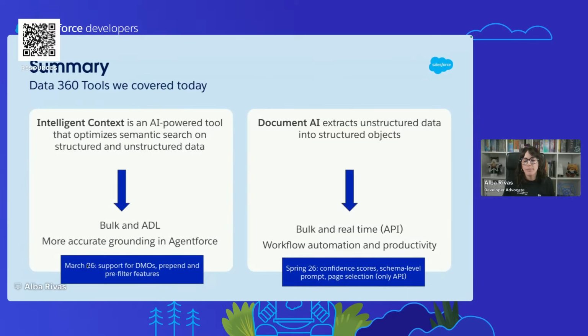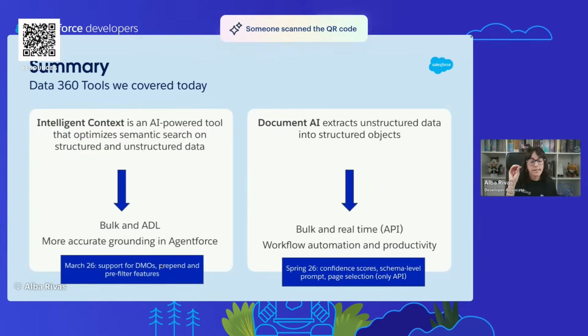And since March 26, it not only supports unstructured DMOs, but also structured DMOs, okay? So that you know. And there are two more capabilities that they have added to the search configuration, which are prepend and pre-filter features that will allow you to do some kind of pagination logic when you do that semantic search, okay? Remember, we saw the bulk use case today.